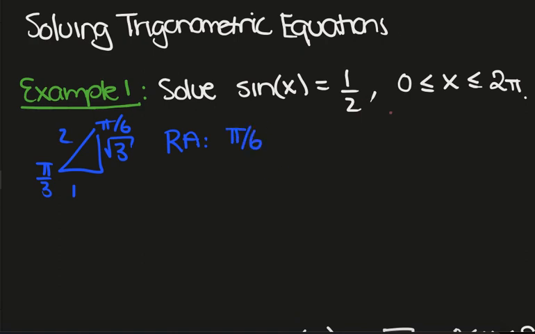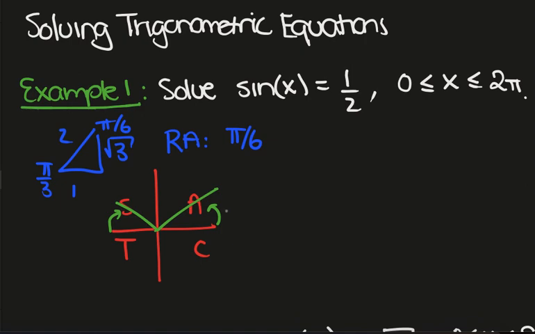Now we need to look at the quadrants in which sine is positive. So recall that we have All Students Talk Crap. So sine is positive here and here. And the way we're going to work is we're always going to work from the horizontals. We're never going to work from the verticals. So what does this mean?